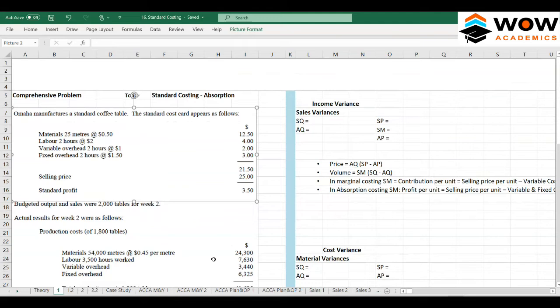The question in standard costing will always give you two sets of data. One is standard data and the other one is actual data. If you see here, we'll read the question. Omaha manufactures a standard coffee table. The standard cost card appears as follows. So look here, the standard cost card means it's a standard cost. All this is standard cost.